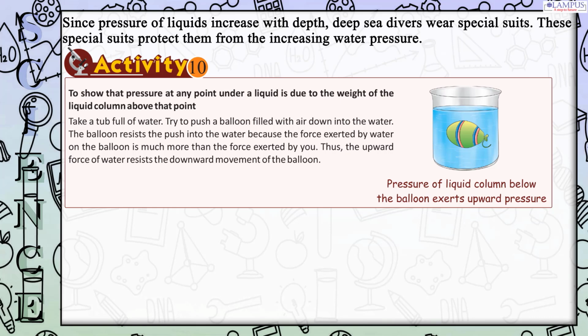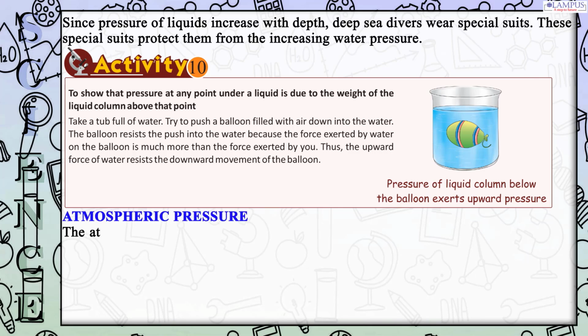The balloon resists the push into the water because the force exerted by water on the balloon is much more than the force exerted by you. Thus, the upward force of water resists the downward movement of the balloon. Pressure of liquid column below the balloon exerts upward pressure.